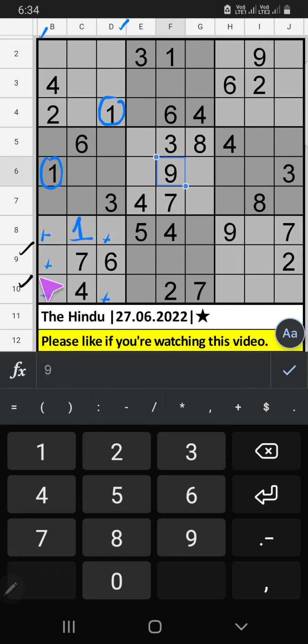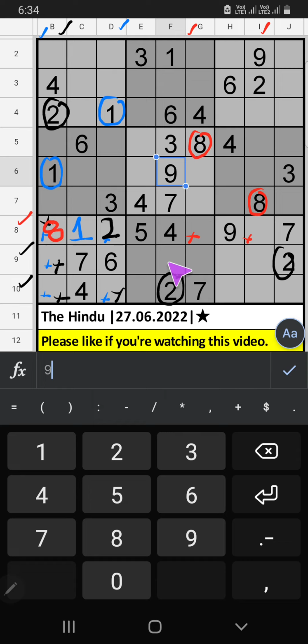9th row, 10th row, column B, we have 2. So 2 can't come in these cells. Then 2 is confirmed here. Column G, column I, we have 8. So 8 can't come in these cells. Then 8 is confirmed here.